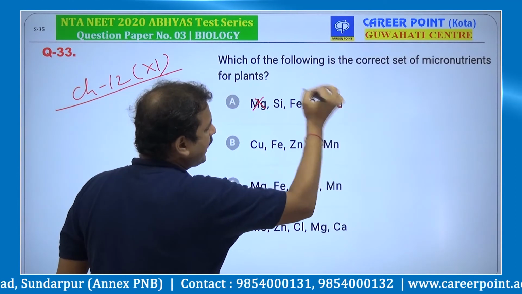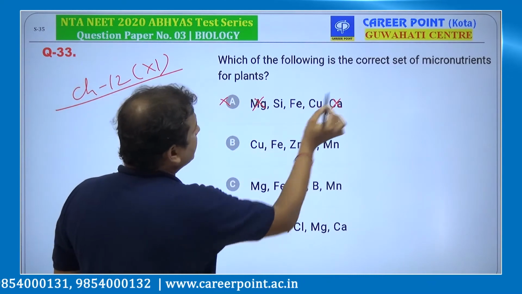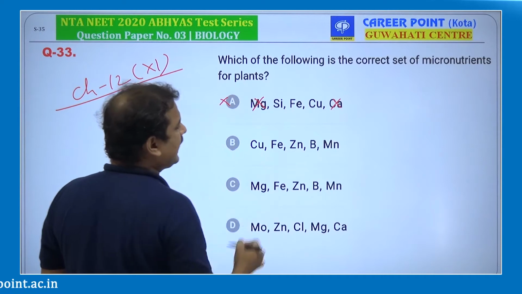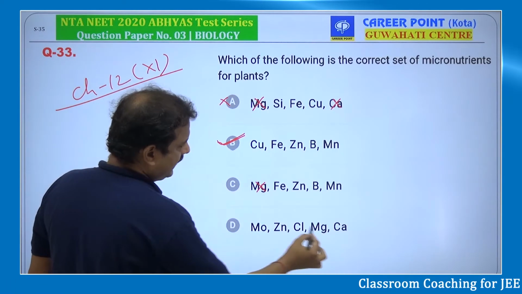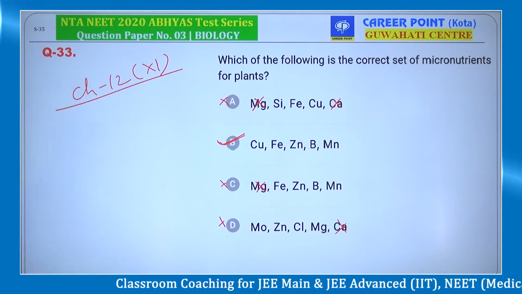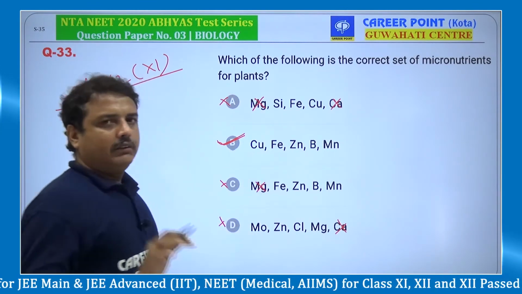Calcium is macro. So this is not the answer, wrong. So this is copper, iron, zinc, boron, manganese. Yes, it is correct. This is the answer because magnesium is macro. Here calcium is macro. So C and D cannot be the answer. Okay. So here answer is B. Next question.